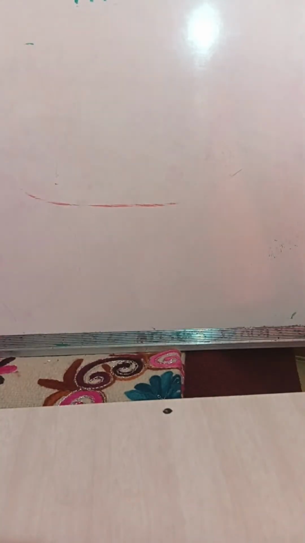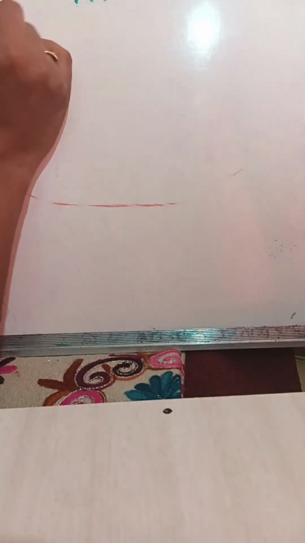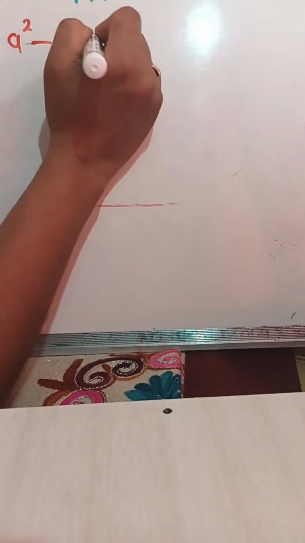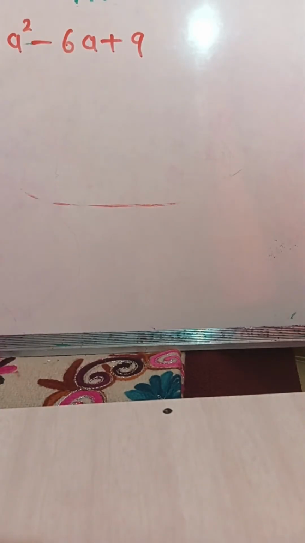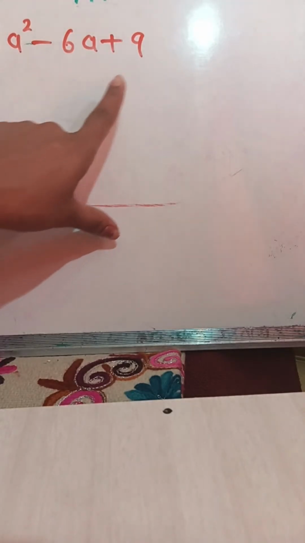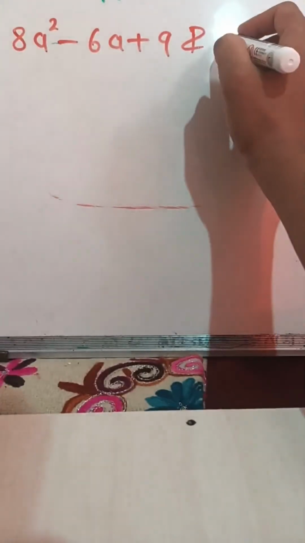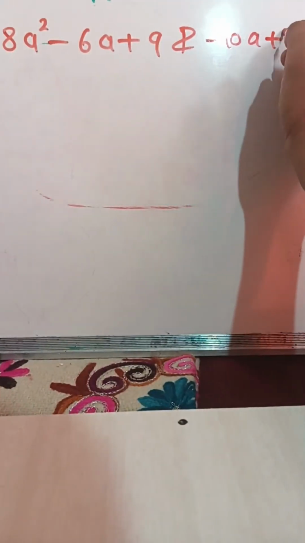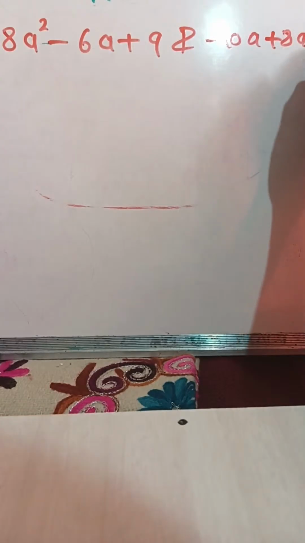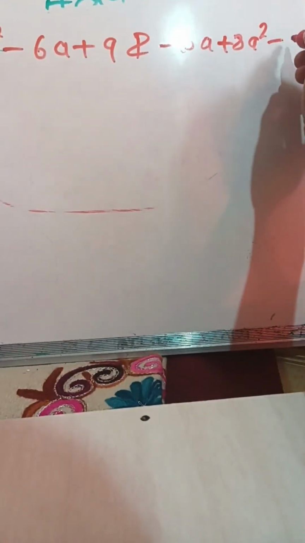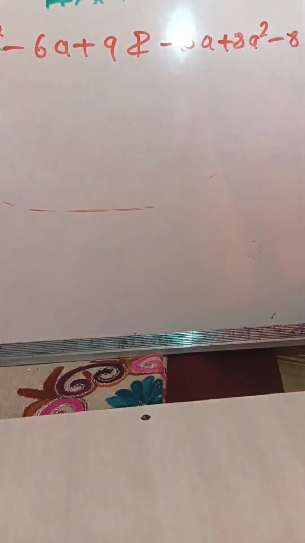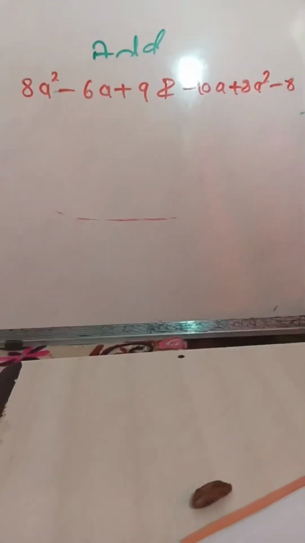We are adding 8a square minus 6a plus 9 and minus 10a plus 8a square minus 8. This is our question, clear? We have to add these two expressions.